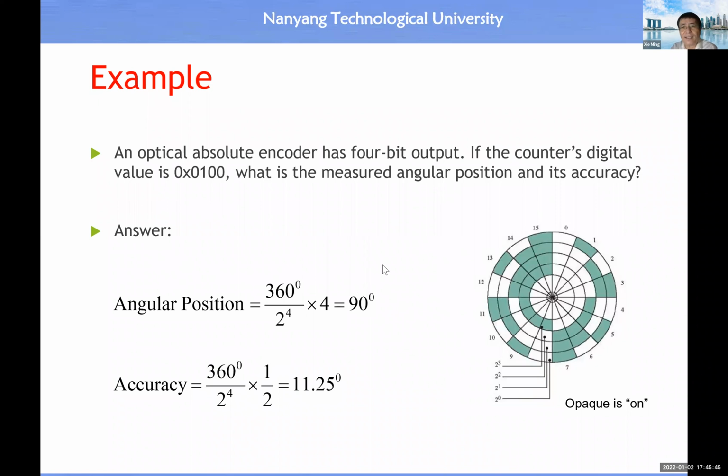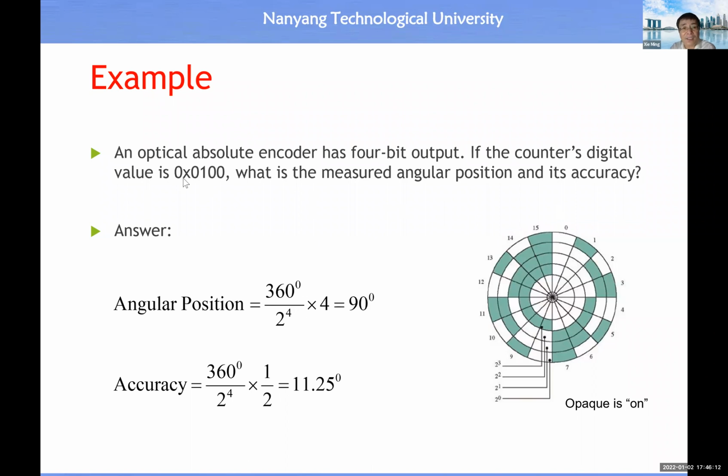Then here is an example. Let's say an optical absolute encoder has a 4-bit output. If the counter's digital value is this one, then what is the measured angular position and its accuracy? Because we have a 4-bit output, what will be the pitch angle? The pitch angle is equal to 2π divided by 2 raised to the power 4.